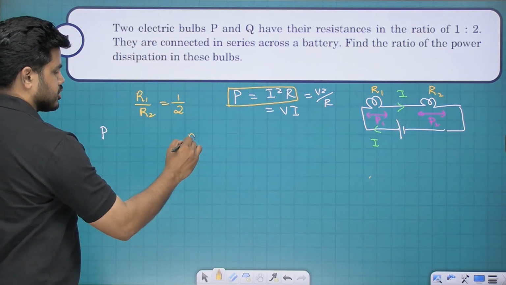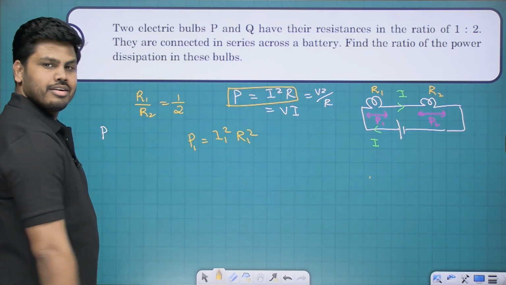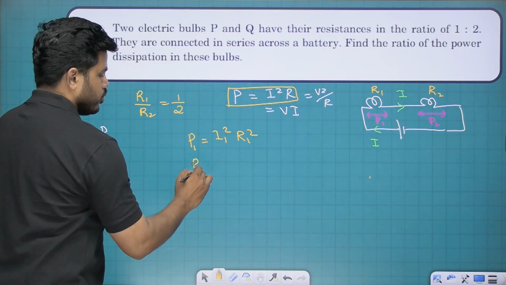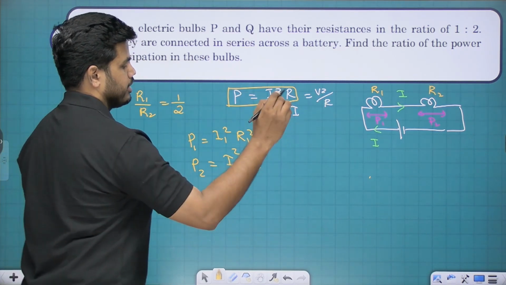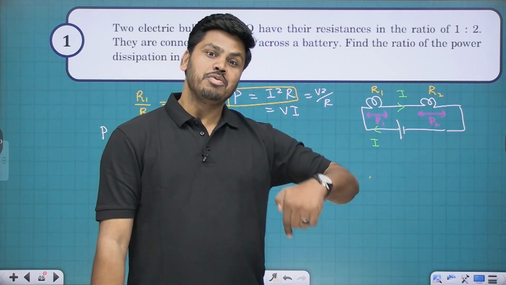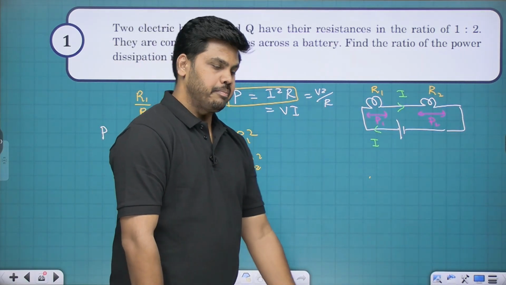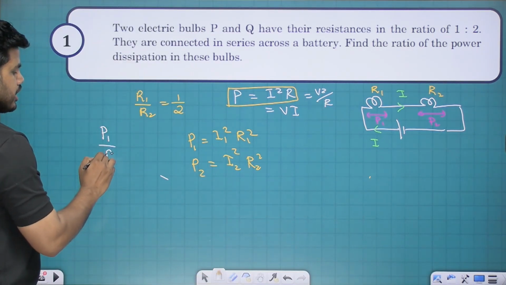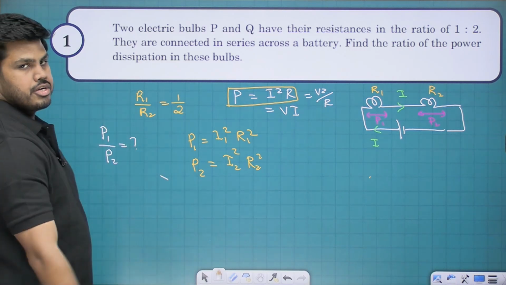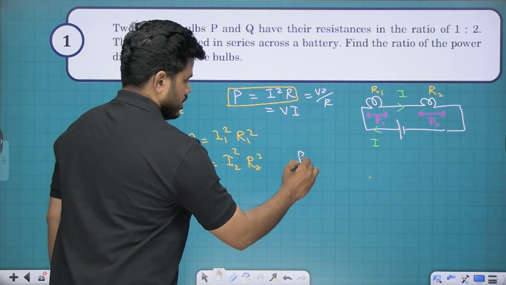Okay, so power in the first one, P1, is going to be I1 square R1, right? P2 is going to be I2 square R2. But I1 and I2 will be the same because it is a series combination, no. So the same current will be flowing through them. Yes, so we are asked to find the power in 1 to power in 2, the ratio P1 by P2. So we have to take the ratio. What is P1 by P2?